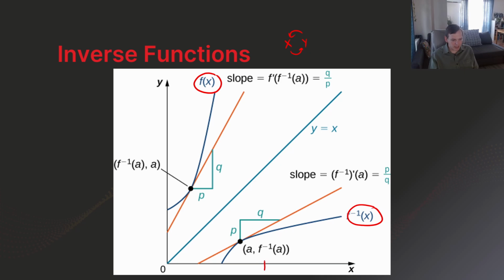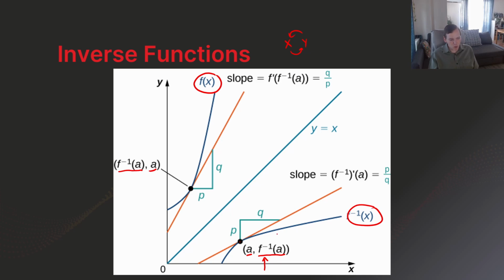So we're looking at a specific point here with some value x equaling a, and the output then is f inverse of a, because again, we're working with the inverse function. So I'm plugging a into the inverse function, and that will give me this point right here. So there's a corresponding point on the original function with an x value of f inverse of a and a y value of a, right? Switching the x and y values.